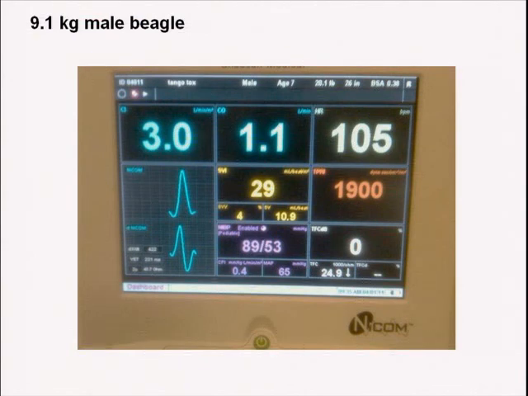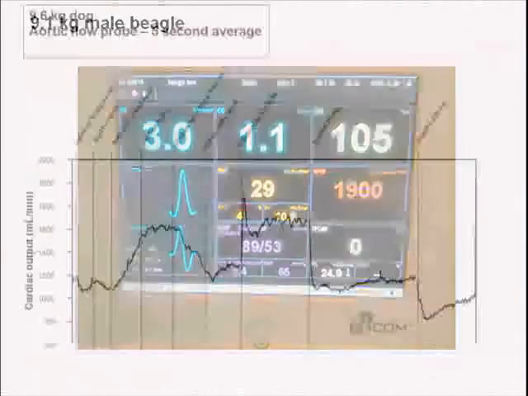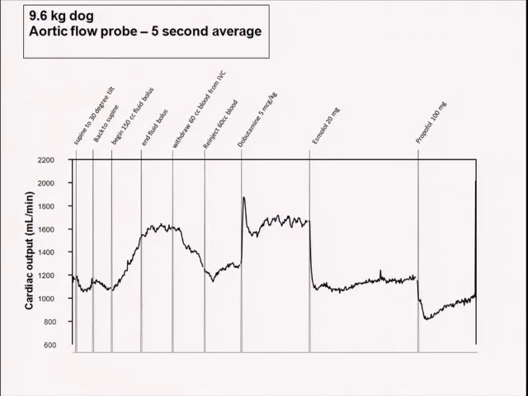This is an example shown from a 9.1 kilogram male beagle. It gave a beautiful trace, a cardiac output of 1.1 liters a minute, and a non-invasive blood pressure. We let it run in the background, and as I mentioned, these are open chest preparations with a flow probe on the aorta, which has been our laboratory standard for years. And finally, when I got around to actually looking at some of the data that we acquired in the background with the NICOM, the aortic flow probe is at a 5-second average.